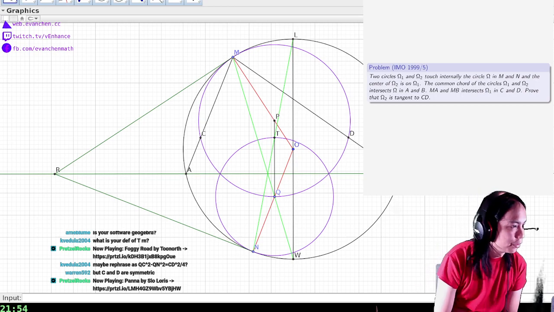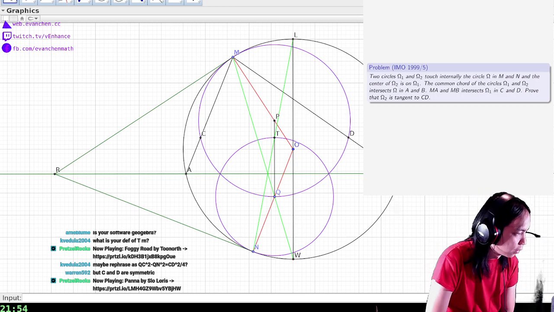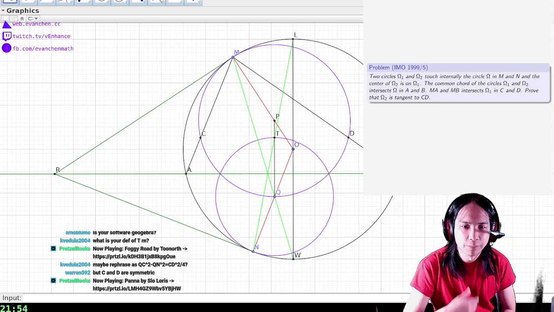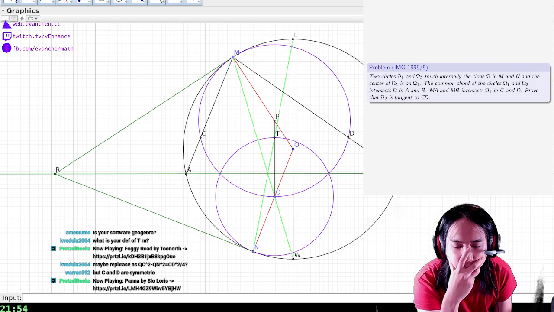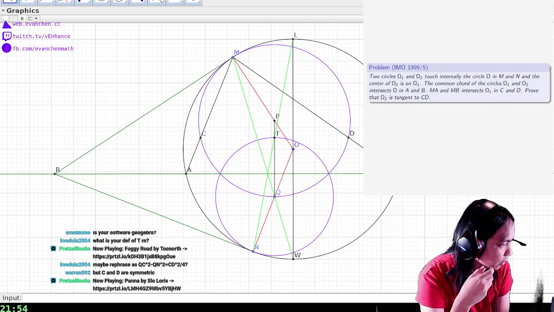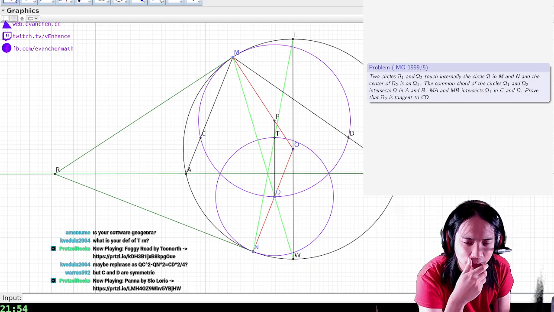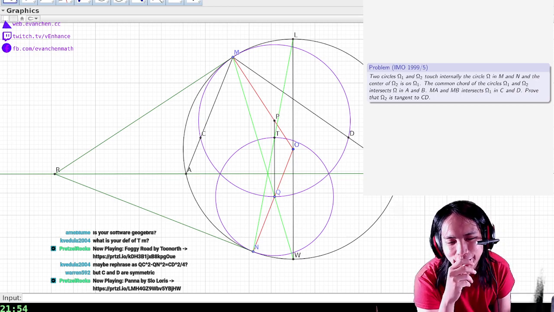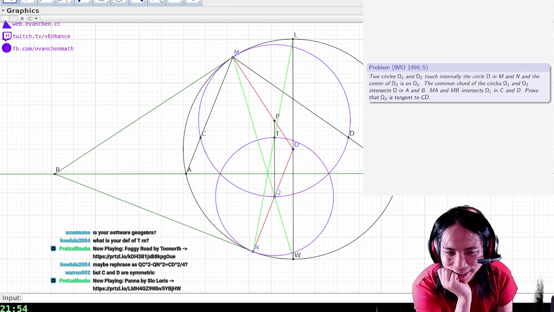So we want to show CD as tangent. QC squared minus QN squared. CD squared. Wait, what? Oh, you want to do it by like a Python thing? I don't know if I like that much. What's the other?